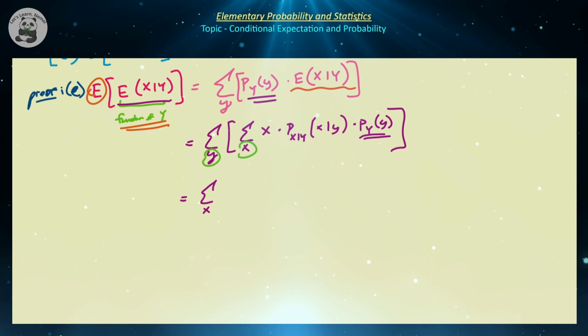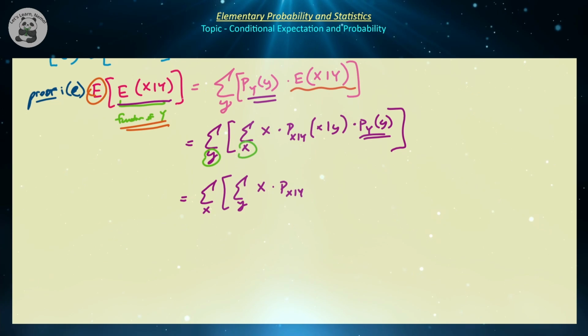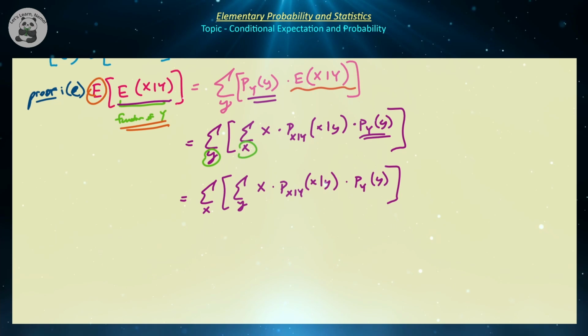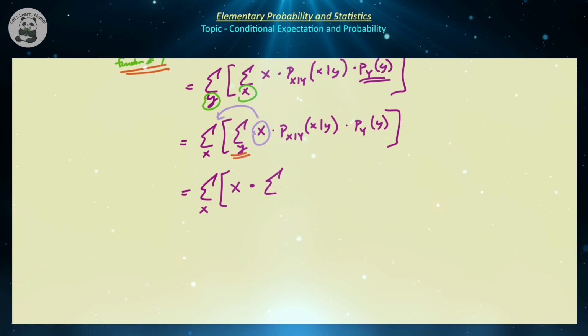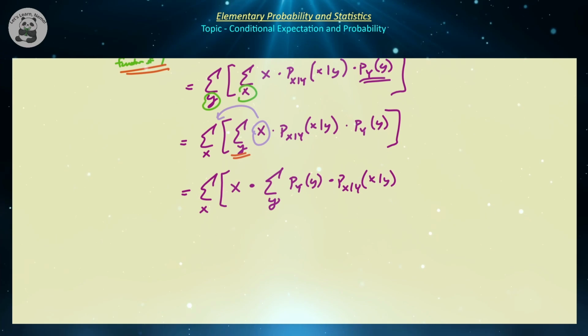So this is going to be equal to the sum across all values of x, and then the sum across all values of y of x times p of x given y, times p of y of little y. Now since my interior sum is over y, everything that only has x in it I can factor out. So I can pull out that x there. So this is just equal to the sum across all values of x of x times the sum across all values of y of p of y times p of x given y.